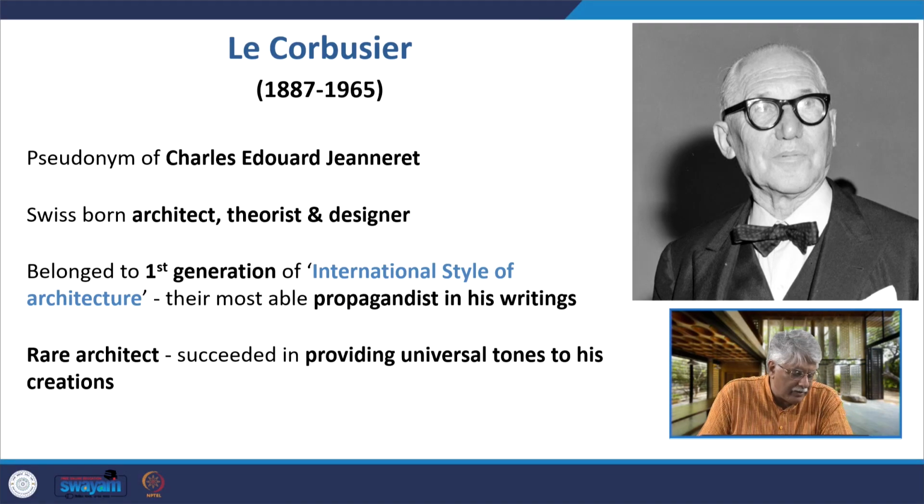Hello students, now we will go to the second edition of our study of the architecture of Le Corbusier. Again, I would like to remind you that his name actually was Charles Edouard Jeanneret. He was a Swiss-born architect and he belonged to the first generation of the international style of architecture. He was the rare architect who provided universal tones to his work and creations, one of the very few architects who came to be known for their works globally.